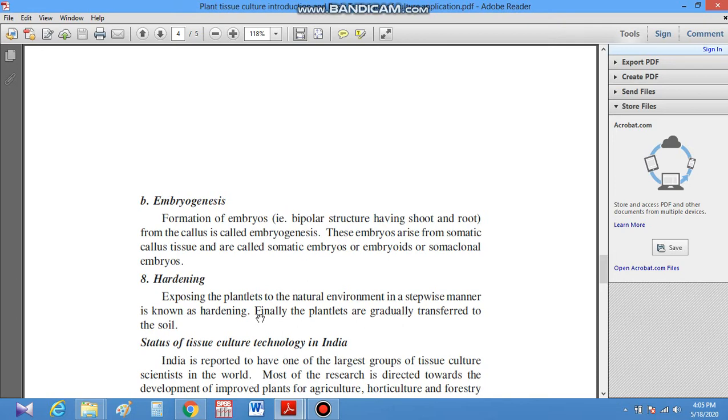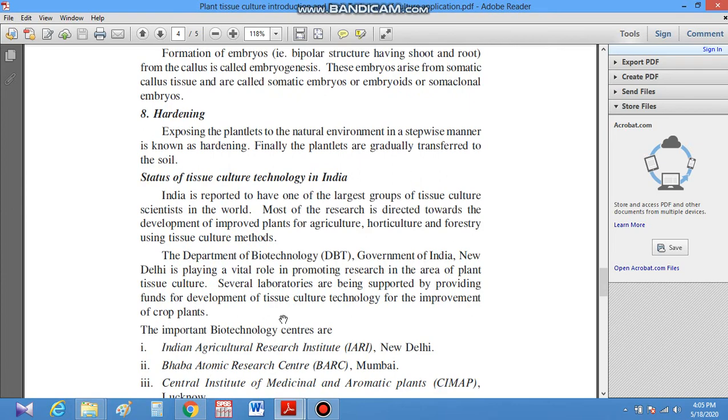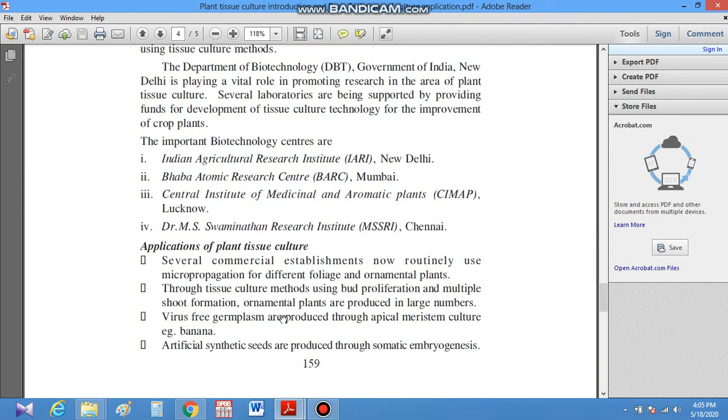The last step is plant transfer. When plantlets are hardened, they acclimatize to the respective environment. They are transferred to a suitable place, either a greenhouse or directly the field. In this way we have discussed the basic steps of plant tissue culture.